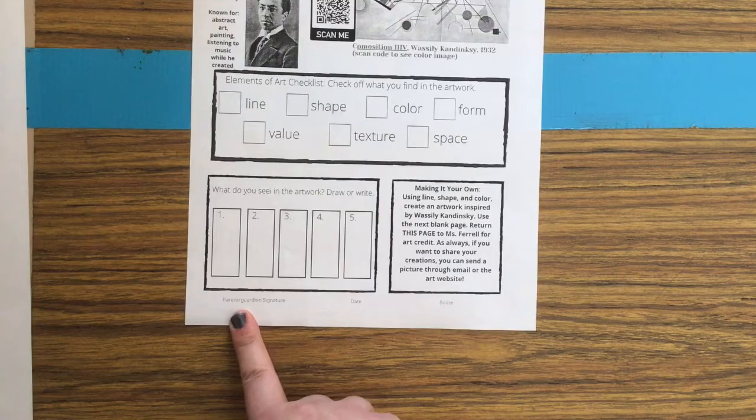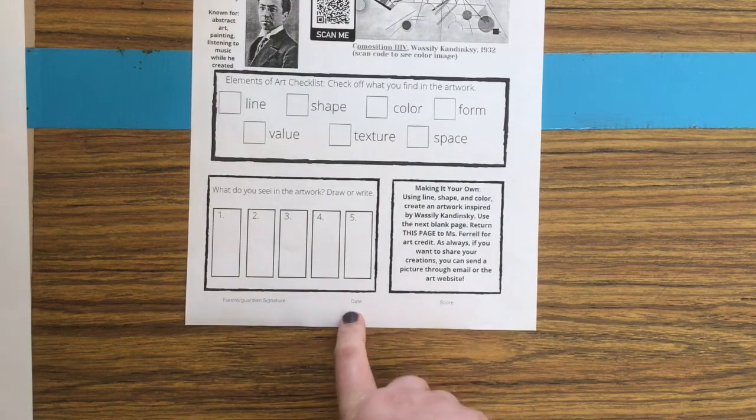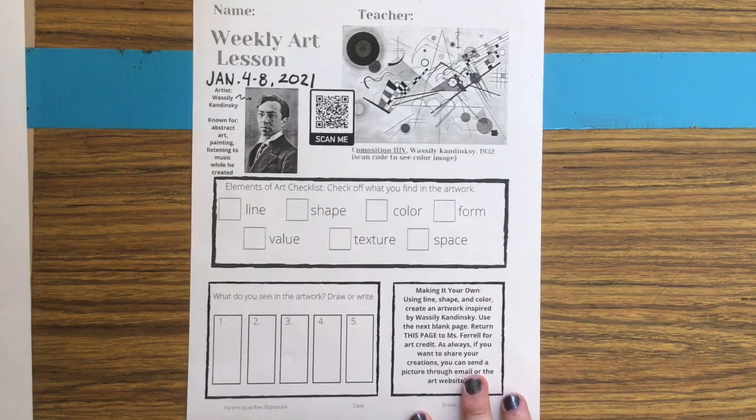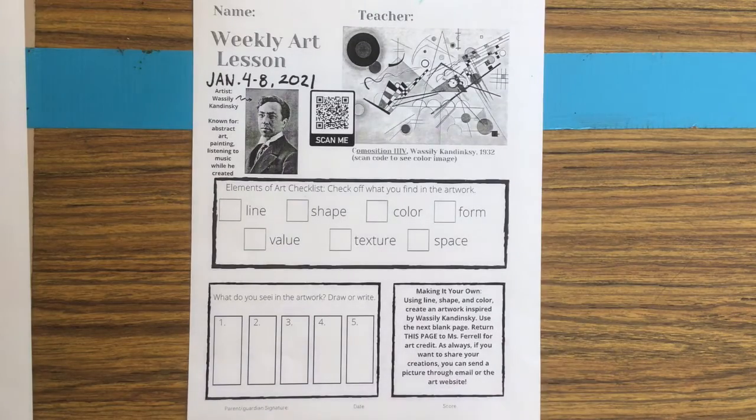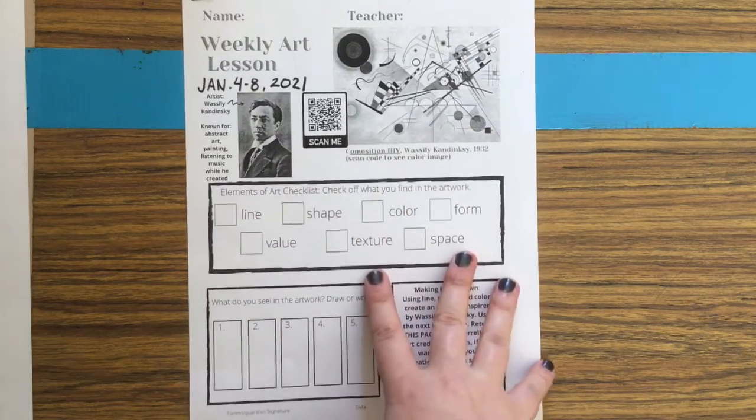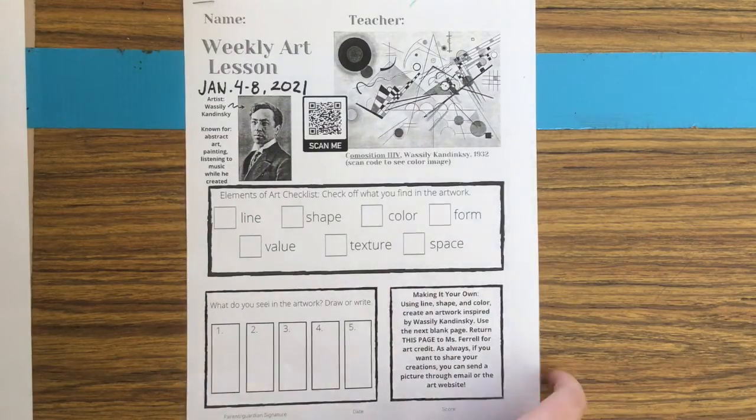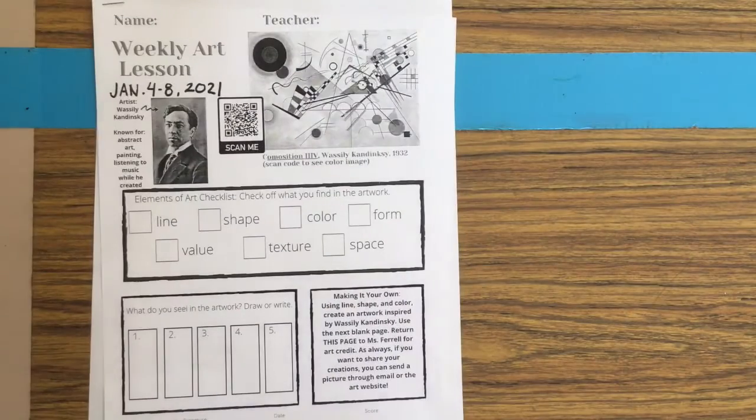there's a spot for a grown-up signature. There's a spot for the date. And this is what you will turn in to get credit for your artwork for the week. You only have art once a week, so there's only going to be 1 lesson per week in your packet. And that is how to use your remote art page when you are a remote learner.